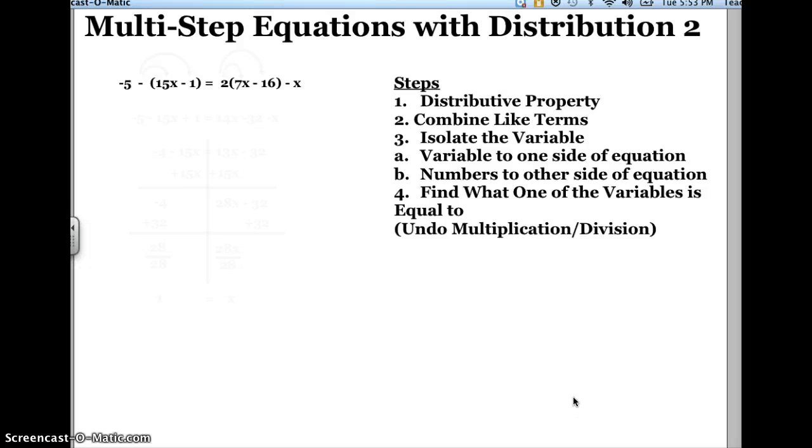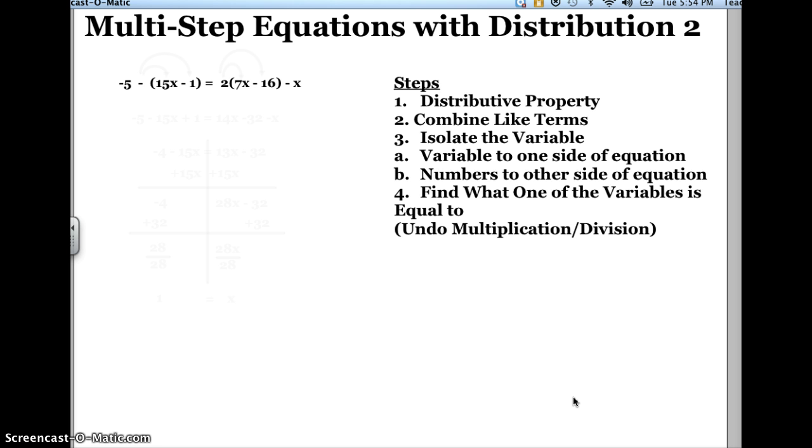Okay, Oak Rovers, this is going to be a second video to help you solve multi-step equations that have the distributive property in them. This problem is going to be a little bit different because I'm going to have the distributive property on both sides of the equation.